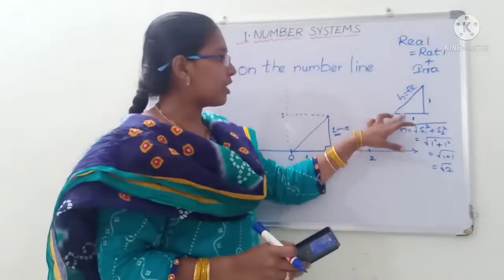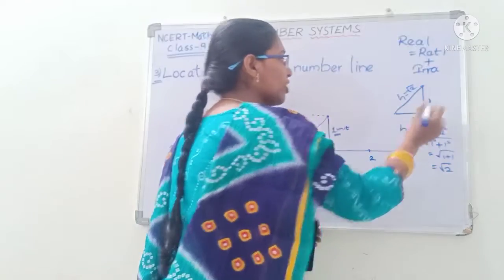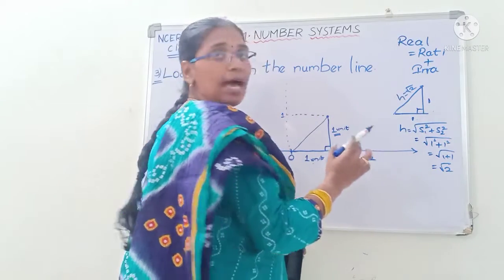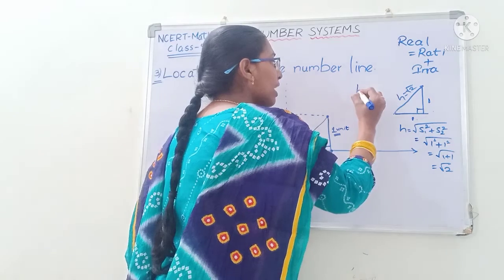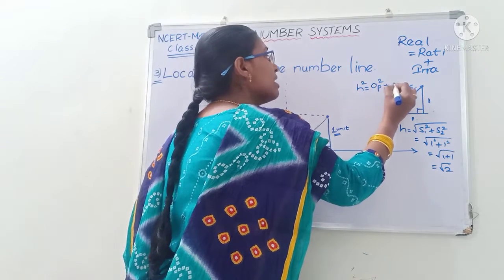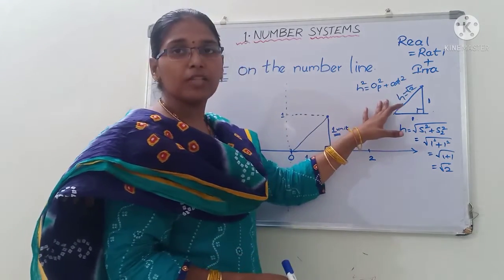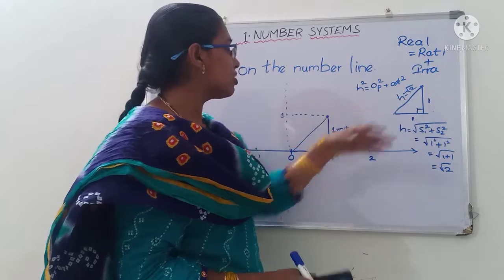So, one side is 1 unit, that is adjacent side is 1 unit and opposite side is 1 unit. Then you get hypotenuse as root 2. You know that hypotenuse square is equal to opposite side square plus adjacent side square. This is Pythagoras theorem. According to this Pythagoras theorem, you got hypotenuse as root 2.